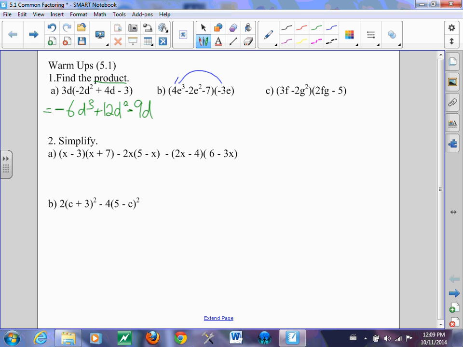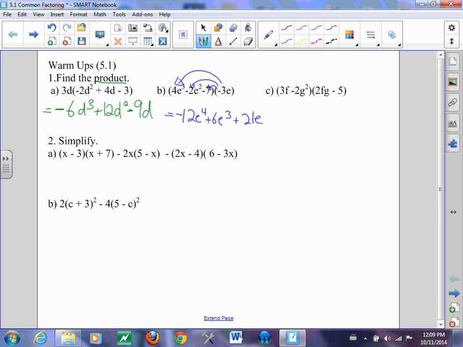Taking a look at B, folks, it is a distributive law, but I actually work backwards, so I kind of do it this way, because I use the monomial first. So I would take a look at it being negative 12e to the fourth plus 6e cubed plus 21e.